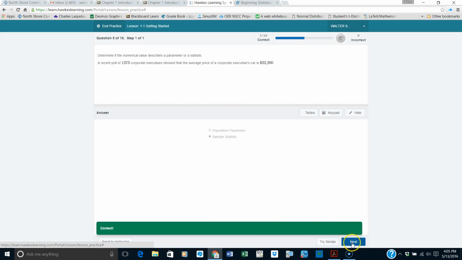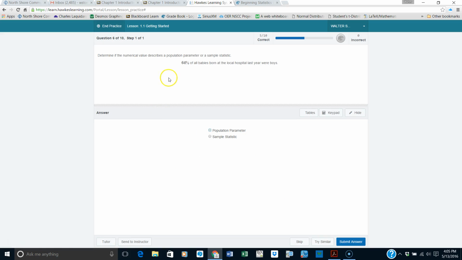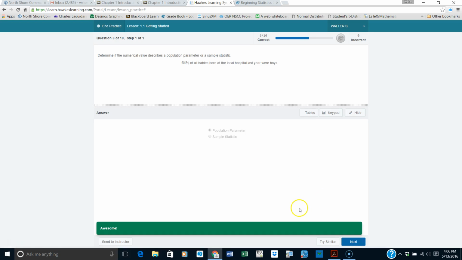Okay, so we're good with that. And here again, we want to look at whether the numerical value describes a population parameter or a sample statistic. So here we have that 64% of all babies born at the local hospital last year were boys. So we're looking at all of the babies that were born at the hospital. So this is based on the population of babies born at the hospital. So this would be a population parameter. And we're okay with that idea.